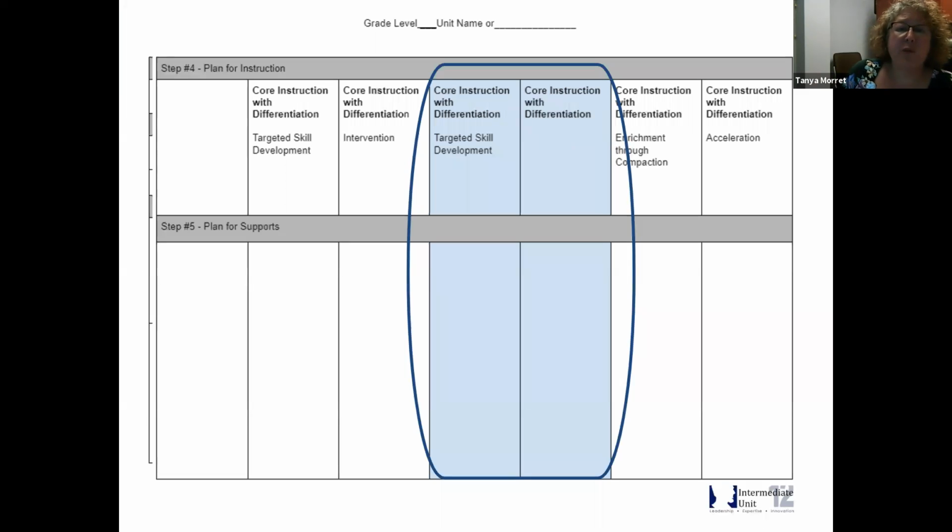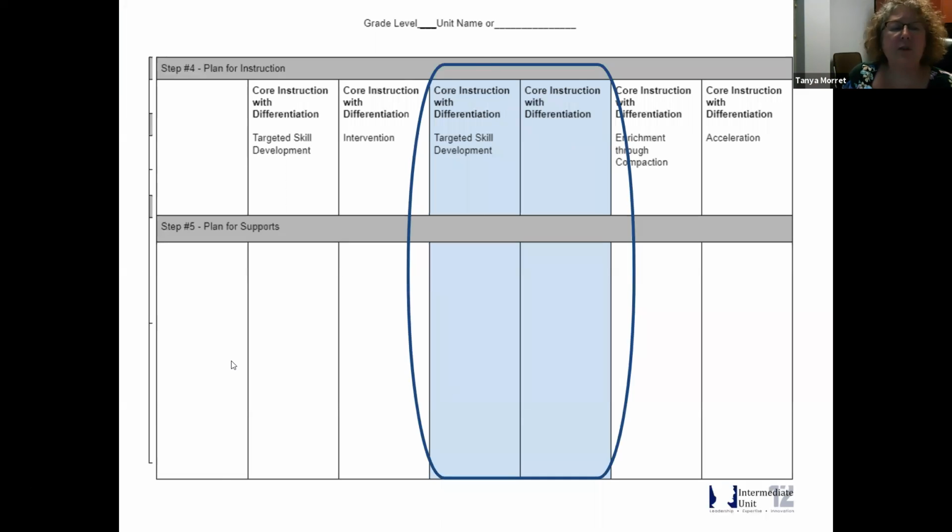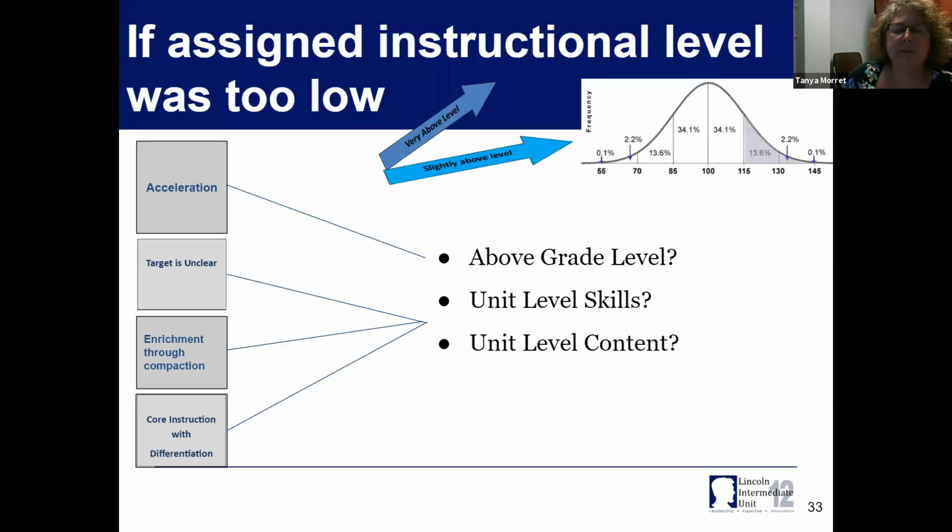And so for this, oops, I forgot to move our little square over. It really should be over here, right? Because this is where we're going to record what our plan for support is for our group for whom the instructional level is going to be really high. This is our third group, right? Our third group is for that group for whom the instructional level might be too low.